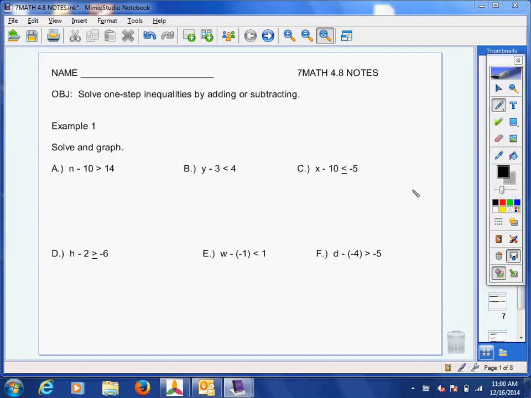Add more information to our inequalities. We're going to solve one-step inequalities, and we're just going to focus on undoing addition and subtraction. So this is 4.8 in your book for those that are following along.